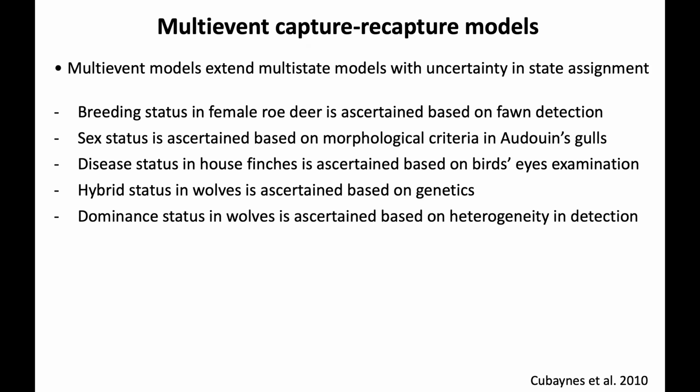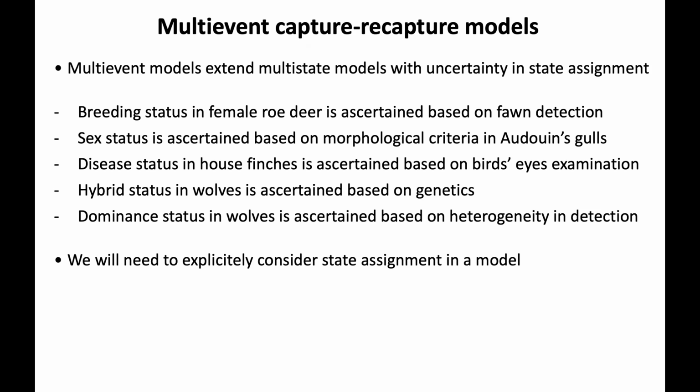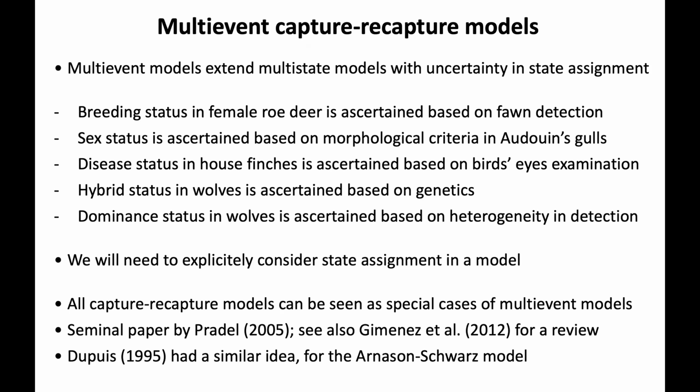And there was some uncertainty in how to assign individuals to the lowly capturable class or the highly capturable class. Okay, several examples to show you that it's not as simple as multi-state models, in the sense that we cannot assign a state to an individual with certainty, and you have to explicitly consider the way you assign a state to an individual in the model. So we're going to need extra parameters to say, okay, I can assign this state to that individual with some certainty, given that the individual is in that state.